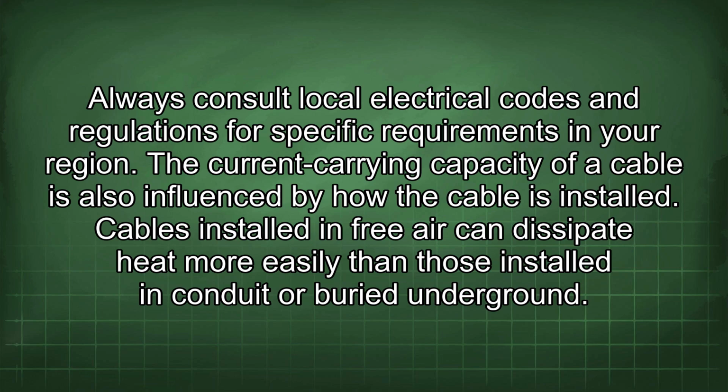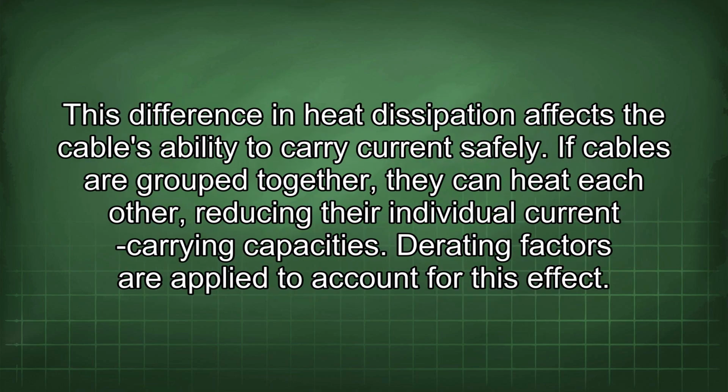The current carrying capacity of a cable is also influenced by how the cable is installed. Cables installed in free air can dissipate heat more easily than those installed in conduit or buried underground. This difference in heat dissipation affects the cable's ability to carry current safely. If cables are grouped together, they can heat each other, reducing their individual current carrying capacities. Derating factors are applied to account for this effect.